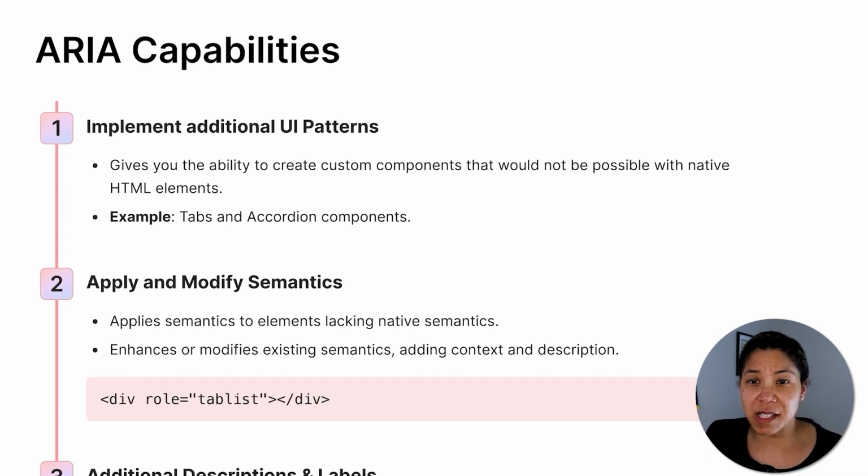And ARIA consists of roles and attributes that allow you to apply additional semantics to elements. ARIA accomplishes this by allowing you to alter the accessibility tree while keeping the page's presentation and behavior intact. And by default, ARIA primarily affects how content is perceived by assistive technology without changing its appearance or functionality. So for example, ARIA will not make an element focusable or apply the appropriate keyboard listeners.